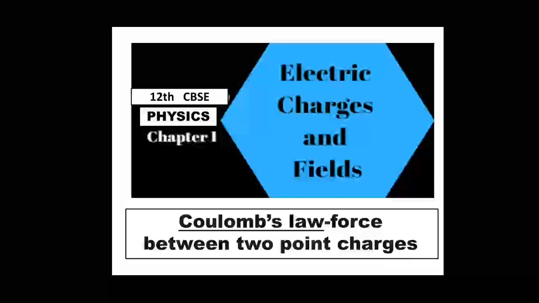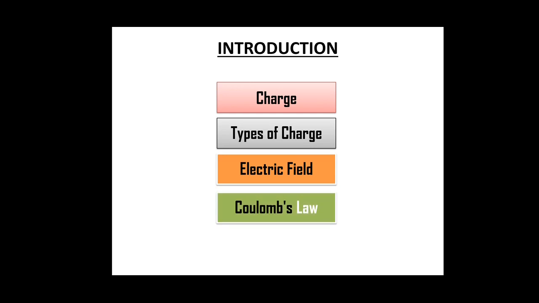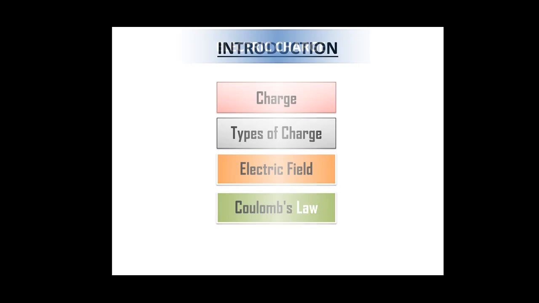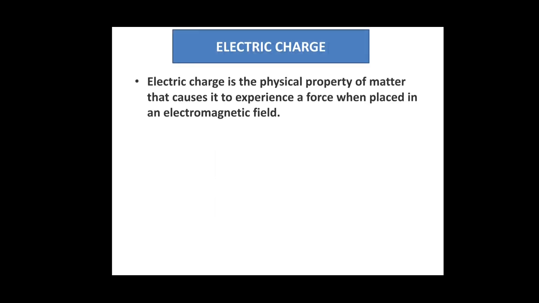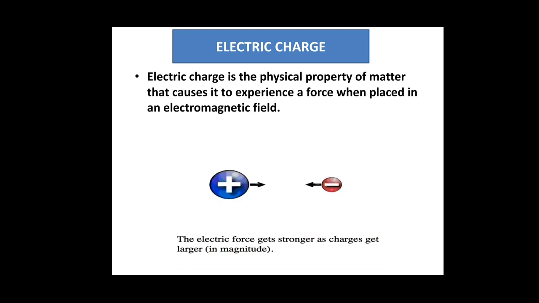Let me start by giving you the introduction about some important points from our topic. First, charge. Next is the types of charge. Then electric field. And last one is the Coulomb's law. Okay, so let's start with the electric charge. Electric charge is the physical property of matter that causes it to experience a force when placed in an electromagnetic field. You can see how electric charges interact with each other.